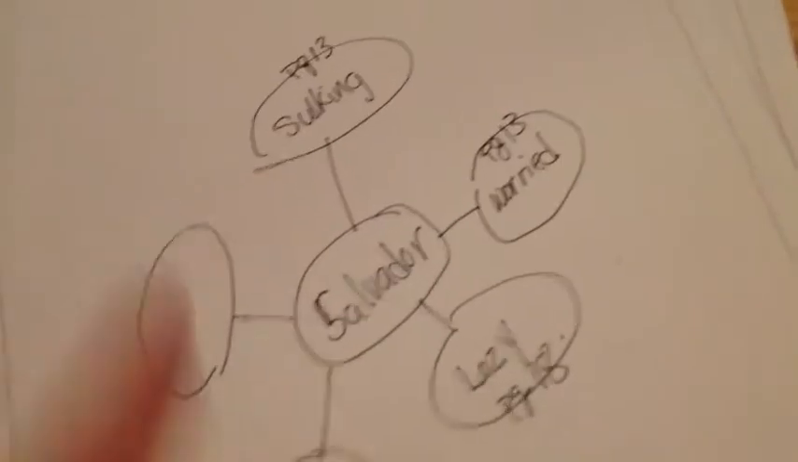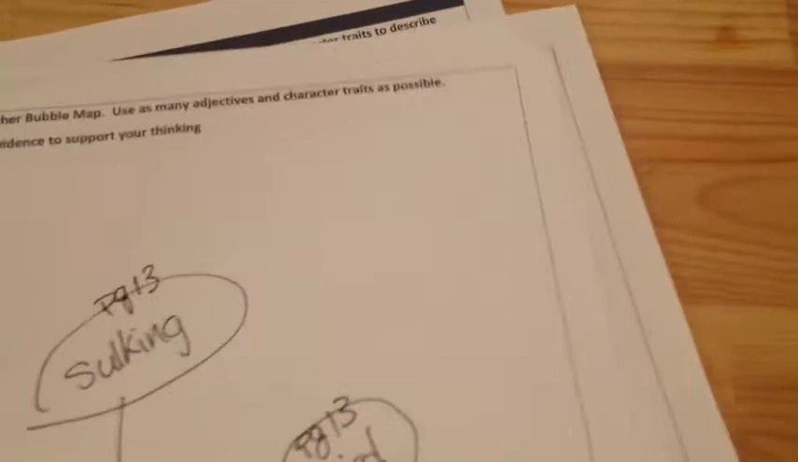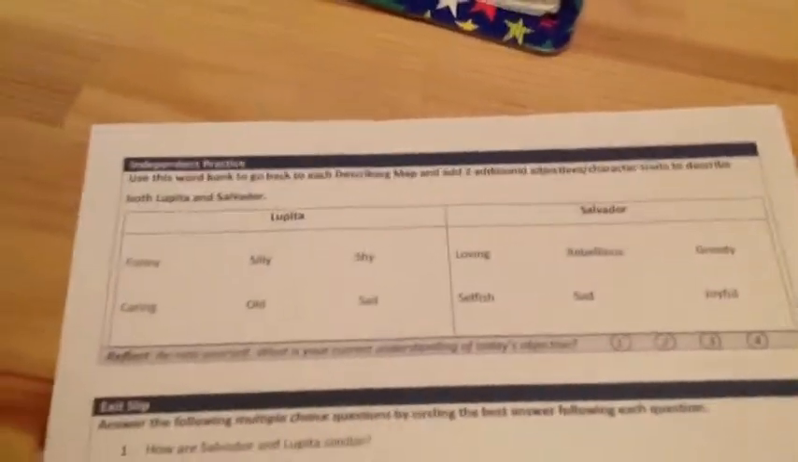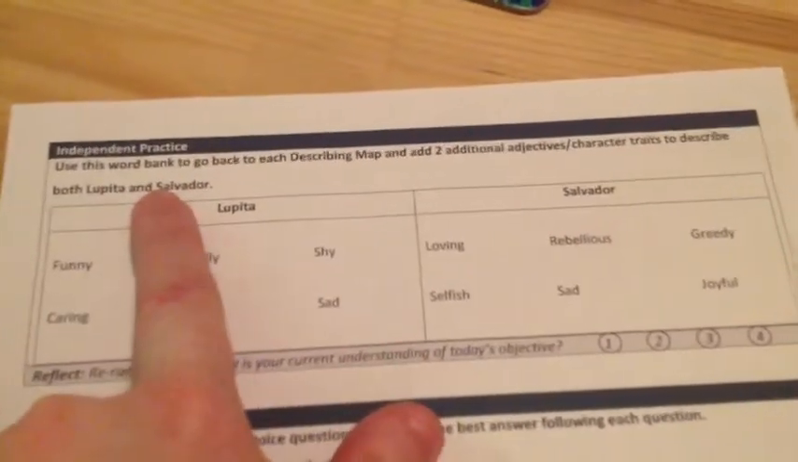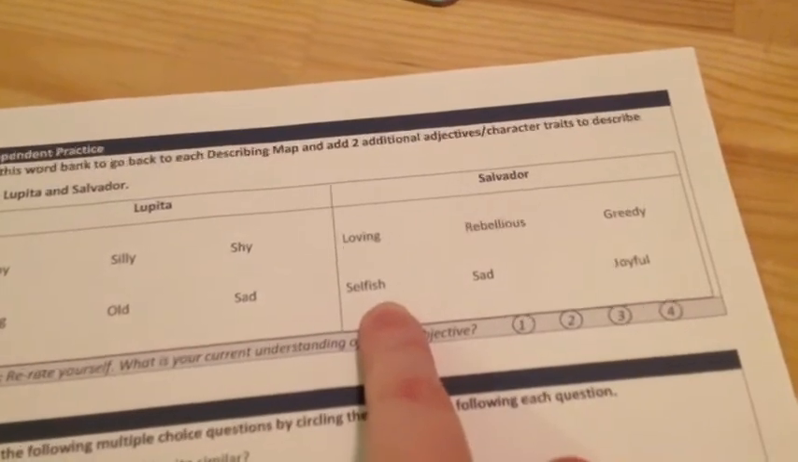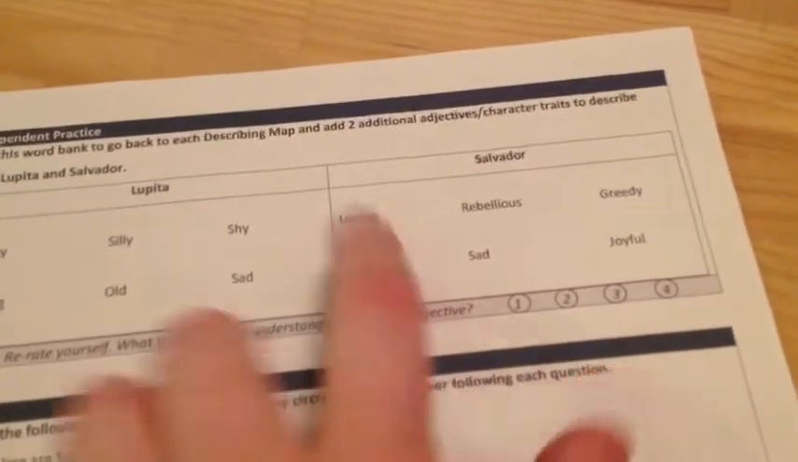Again, I'm going to leave one blank where you need to come back and fill in the blank during independent practice. You need to find one more character trait on your own to describe Salvador. Make sure you quote the page number where that's from. And if you look in independent practice, you'll see there's also a word bank to describe Salvador. So you're going to choose at least one more of these words, these character traits to describe Salvador, and you need to add that to his character trait map, his describing map, excuse me.